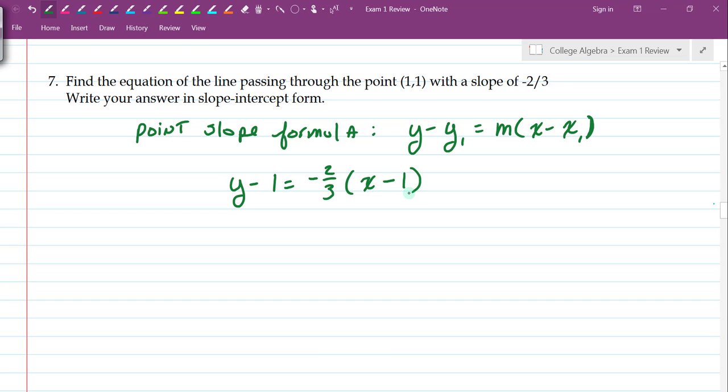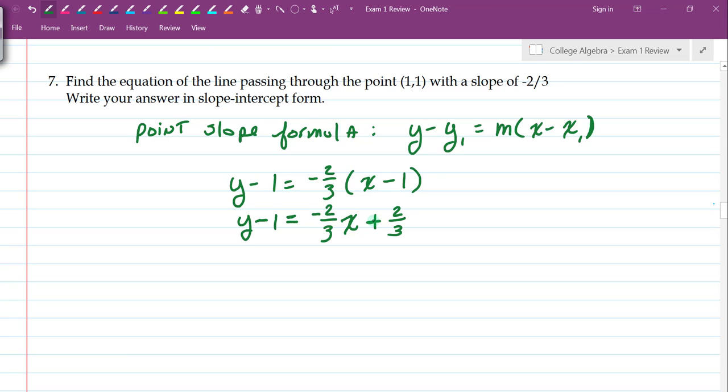And that's the beginning of our solving of this problem. All we have to do now is simplify it, distribute, and we will have our solution. So we're going to first distribute our negative 2/3 to both the x and the negative 1, and we end up with y minus 1 is equal to negative 2/3 x. Now we have a negative times a negative, that gives me a positive. 2/3 times 1 is 2/3, that's plus 2/3.